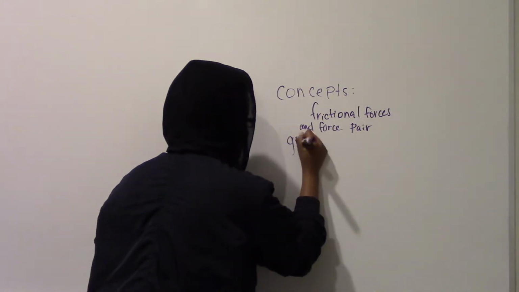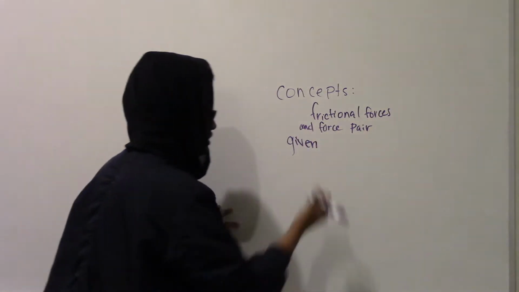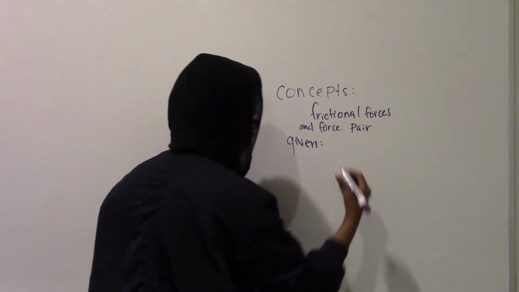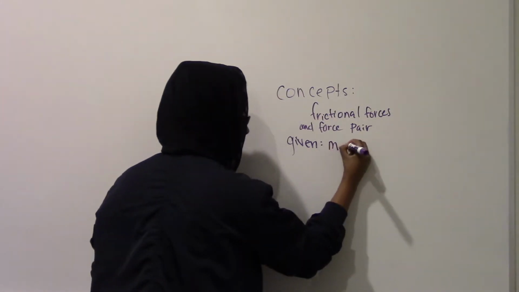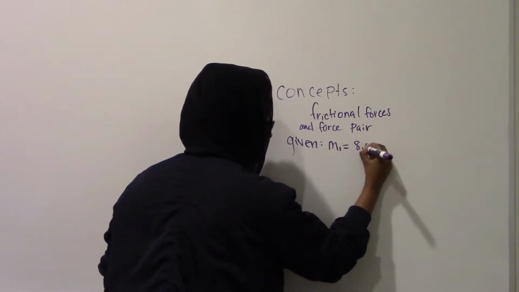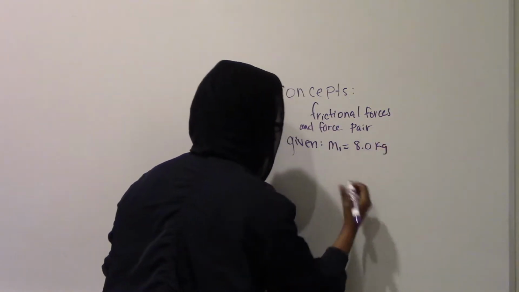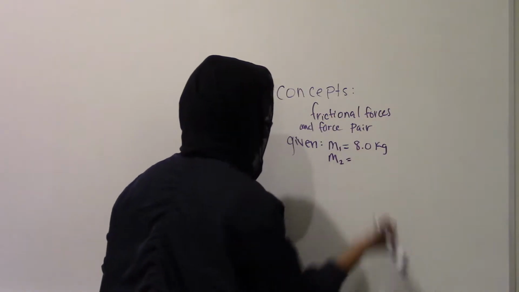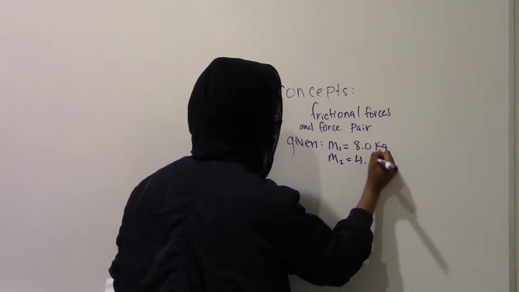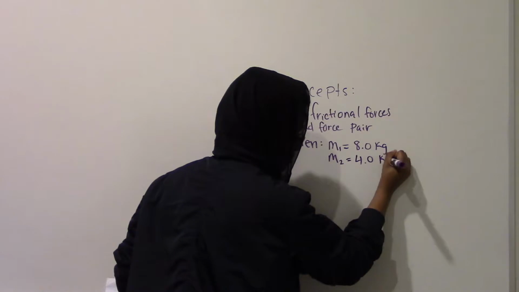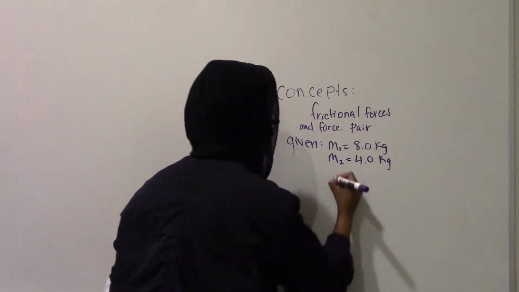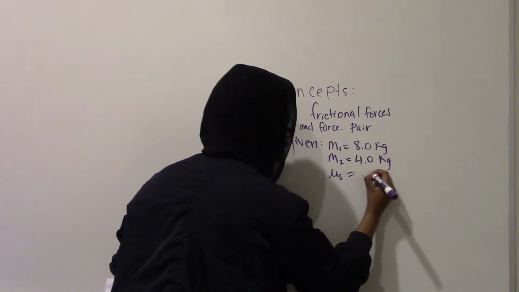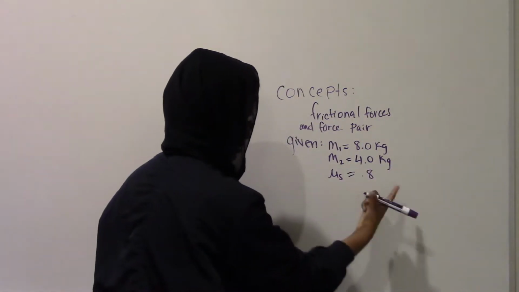So given, the problem tells us that the mass of the first block, the bigger block, so we're going to say that's M1, is equal to 8 kilograms. And M2, the smaller box that is on top of mass 1, is going to be half that at 4 kilograms. Also in the problem, it tells us the coefficient of static friction, so mu sub s, is equal to 0.8. It's a unitless term.